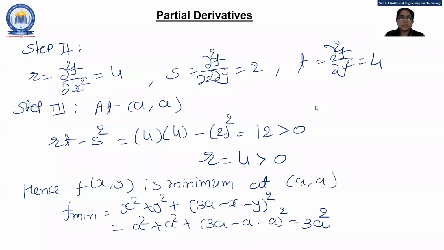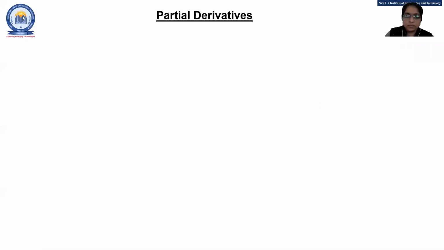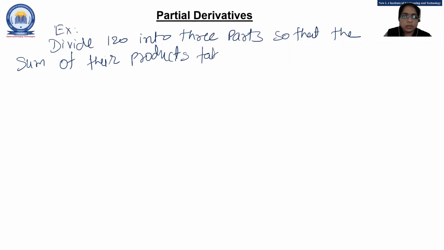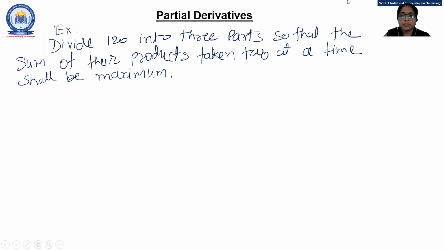So we'll move on with one more example, students. Divide 120 into 3 parts so that the sum of their products taken 2 at a time shall be maximum. Yes, Jenny. Very good. Perfect.